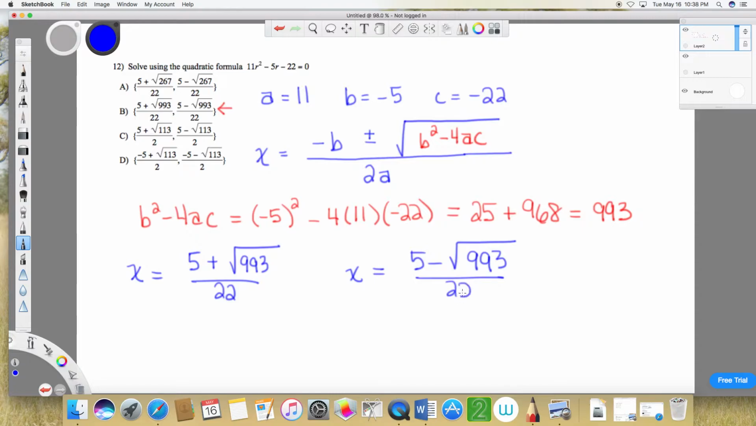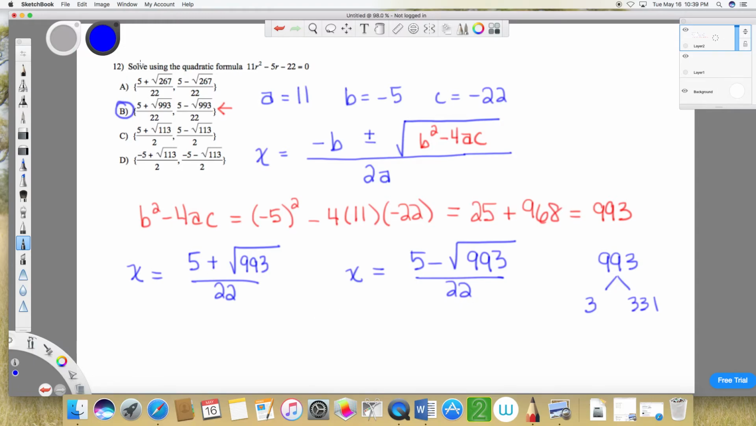Now, oftentimes you'll have to look at this 993 a little bit closer and see if you can simplify this radical. I see 993 and I know it's divisible by 3, and I've got 331. But I don't believe that I can really reduce this 331 any further, so I don't think I can simplify this radical 993, and I'm not even going to try anymore because, like I say, I already see that among these choices, this is going to be the one that we pick.